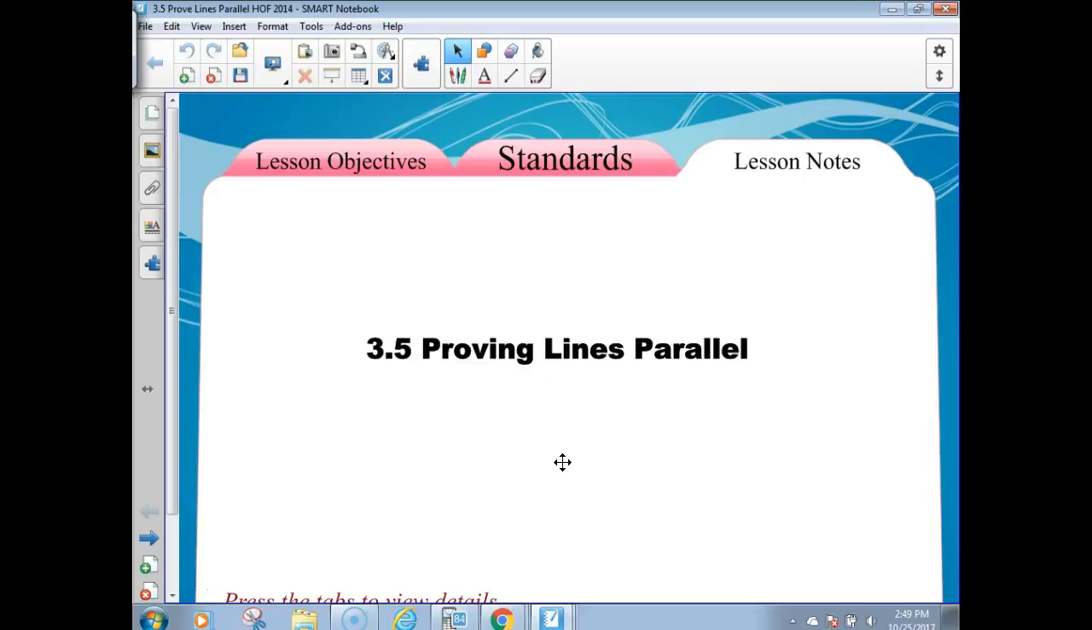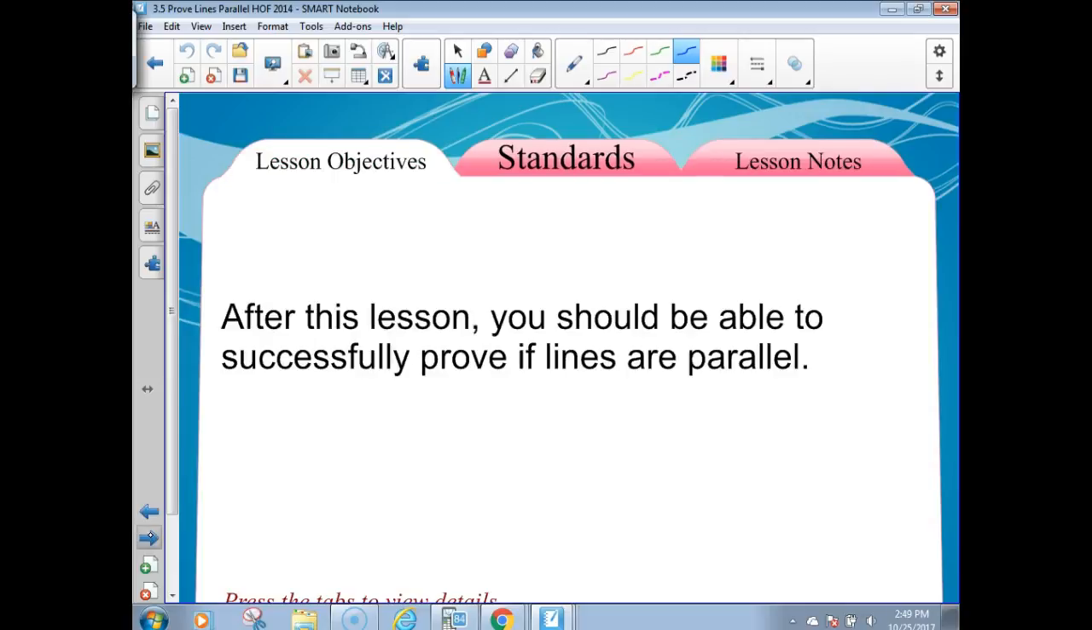Okay, today we're going to be doing proving lines parallel, which will be the converse of the theorems we learned in 3.2 about parallel lines. If you have parallel lines, then certain properties are true. We're going to do the converse of that to prove lines parallel, so we'll be able to prove successfully that lines are parallel.